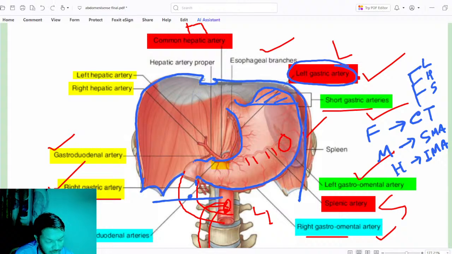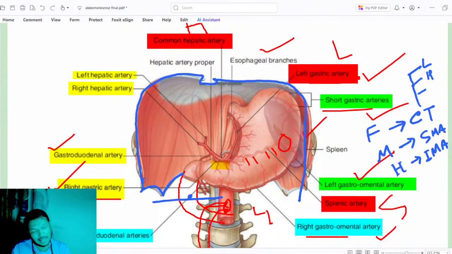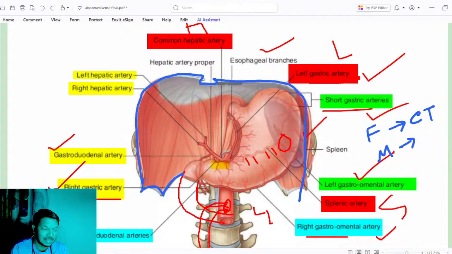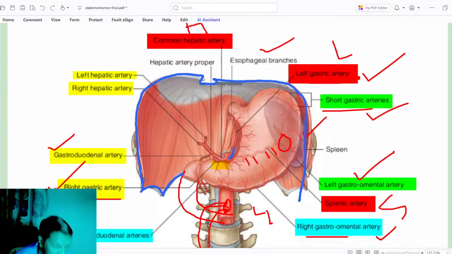First it arises, goes up, then gives a descending branch. The descending branch is directly attached to the stomach. See here, the left gastric artery goes up and divides. One branch goes up, one branch comes down. The branch that goes up is called the esophageal branch. It gives supply to the lower part of the esophagus as well. So the left gastric artery mainly gives supply to the lesser curvature.